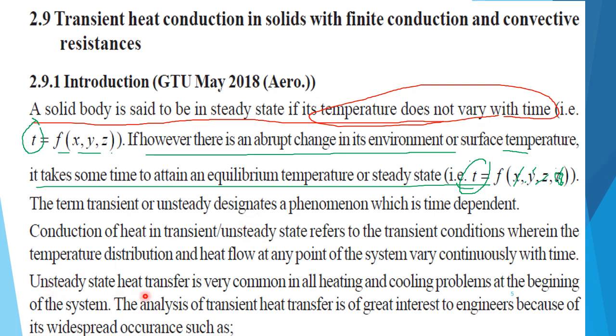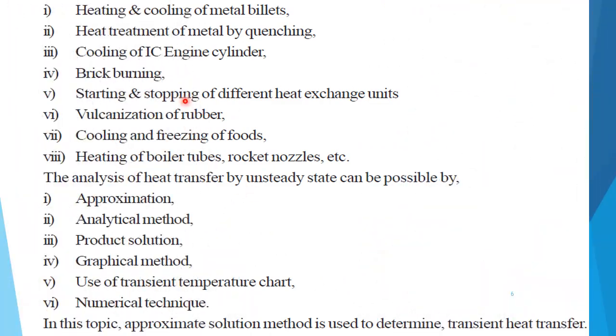Unsteady state heat transfer is very common in all heating and cooling problems at the beginning of the system. The analysis of transient heat transfer or unsteady state heat transfer is of great interest to engineers because of its widespread occurrence. The examples are, in material science, the heating and cooling of metallic billets, and heat treatment of metal by the quenching process.